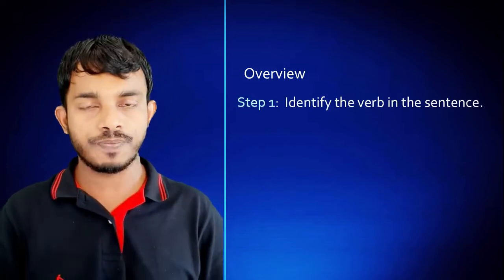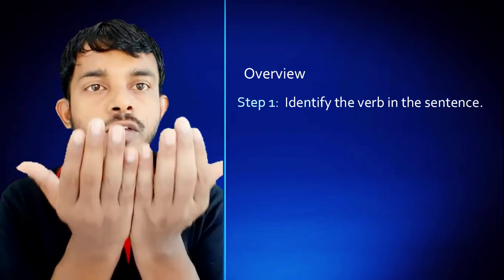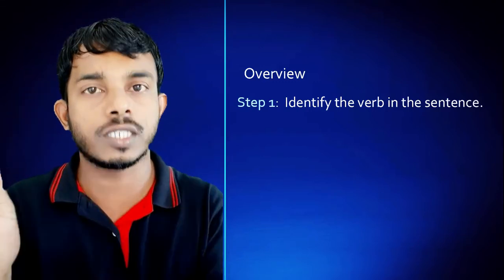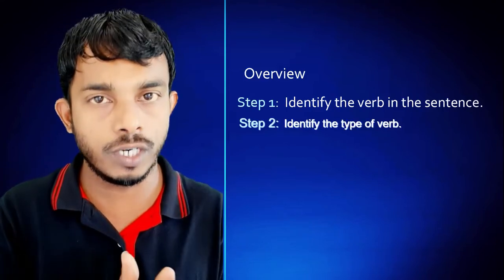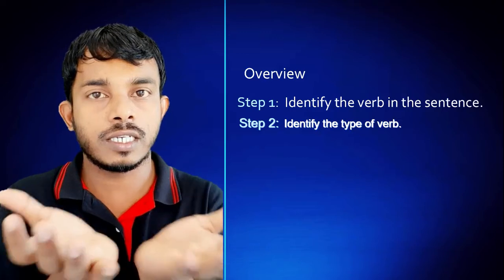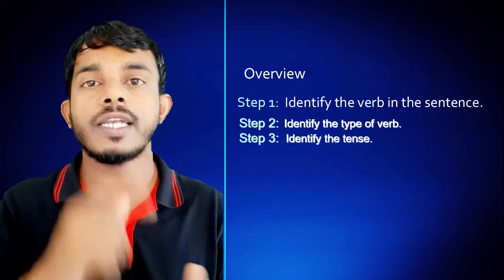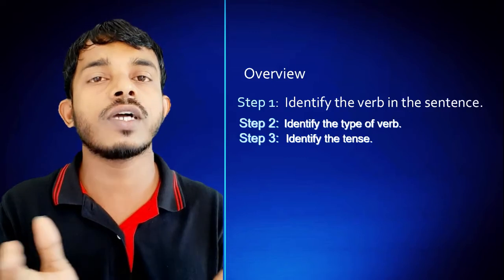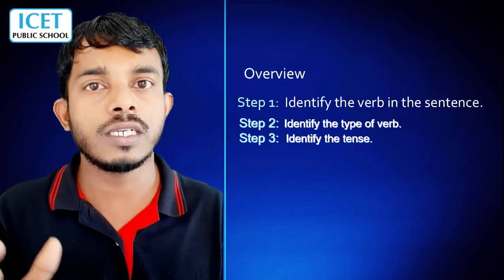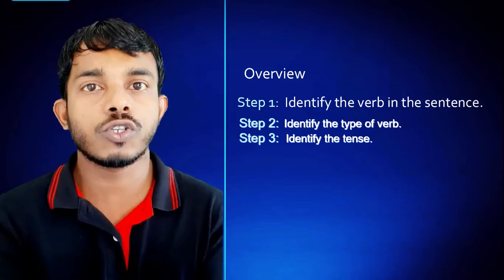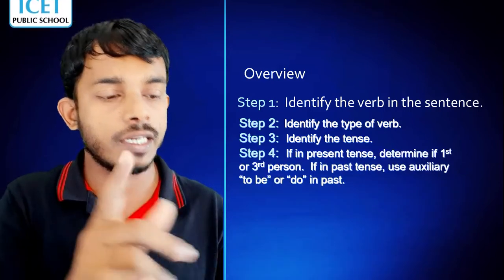That is number one. What do we have to do when we get a sentence? First of all, we have to identify the verb in the sentence. Second step, identify the type of verb, whether it is an auxiliary or a main verb. Step three, identify the tense, past or present or future, what tense it is being written in, so that we can very easily form the question tag.